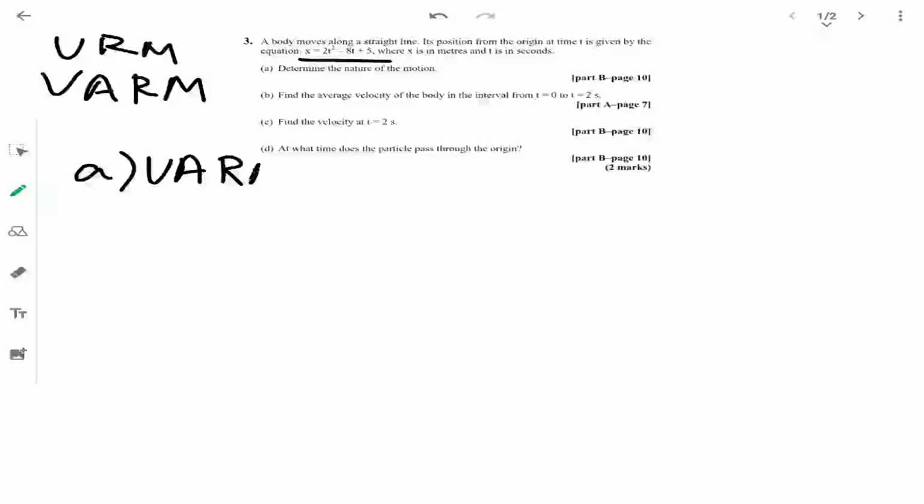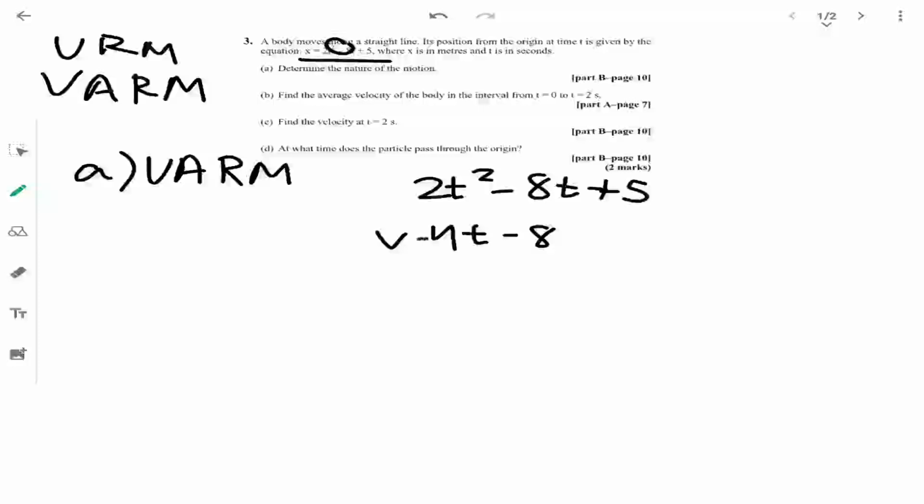Whenever the time is squared, you should know that it's UARM, because when you derive it, let's say you derive 2t squared minus 8t plus 5, I get 4t minus 8. This is the velocity. Let's find the acceleration. The acceleration is 4. What is the definition of UARM? The definition of UARM is when the acceleration is constant. Isn't the acceleration constant? So that's how I know it's UARM.